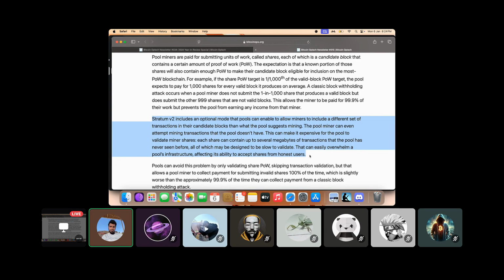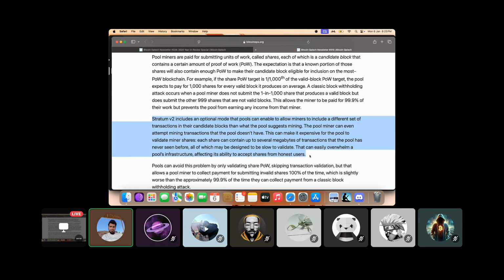Because your mempool policies might differ. As a mining pool, your mempool policies might differ from the mempool policies of the miners who are mining with you, right? You might allow certain transactions in your node. The miners that you are working with might not allow those transactions. You might be using a different client. They might be using a different client. You might be using a different version. They might be using a different version. You might have different node and mempool policies. They might have different node and mempool policies.